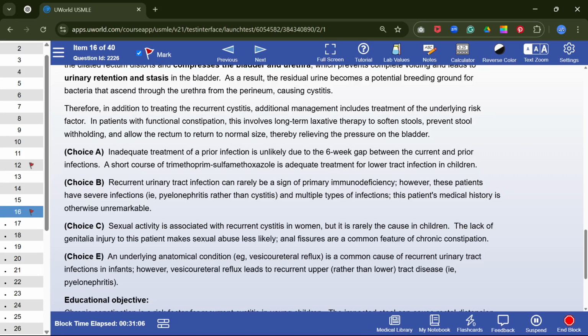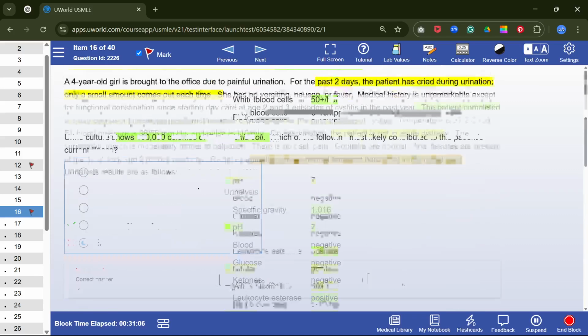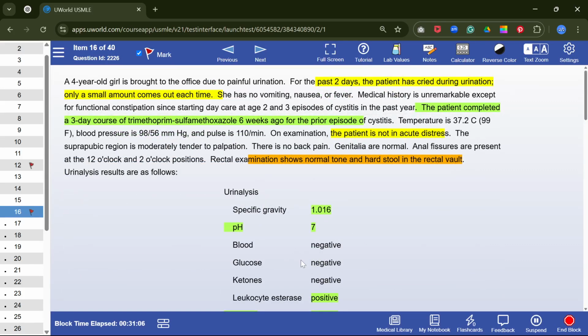A large underlying anatomic condition, vesicoureteral reflux, is a common cause of recurrent urinary tract infection in infants. Vesicoureteral reflux leads to recurrent upper urinary tract infections like pyelonephritis rather than lower. Okay, recurrent infection can happen due to vesicoureteral reflux. If the scenario is like pyelonephritis, then vesicoureteral reflux would be the answer, isn't it?